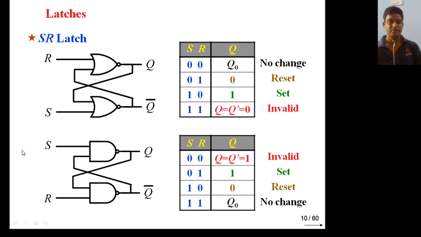If any one input is low, the output will be high. You will get 1 and this 0. So for 0 1, the value of Q is 1 and the value of Q dash will be 0. Similarly, for 1 0, the output Q will be 0 and Q dash will be 1. And in case of 1 1, there will be no change. You will get the same output.